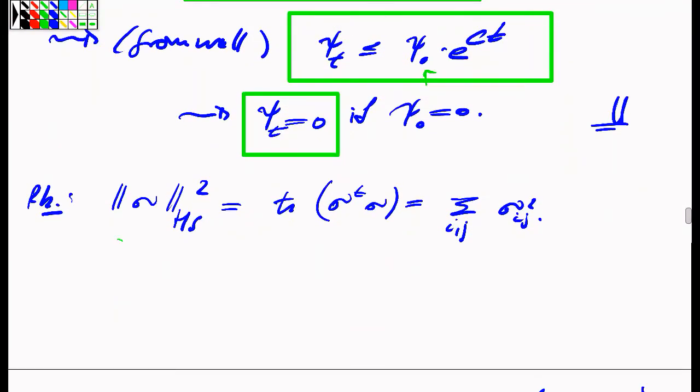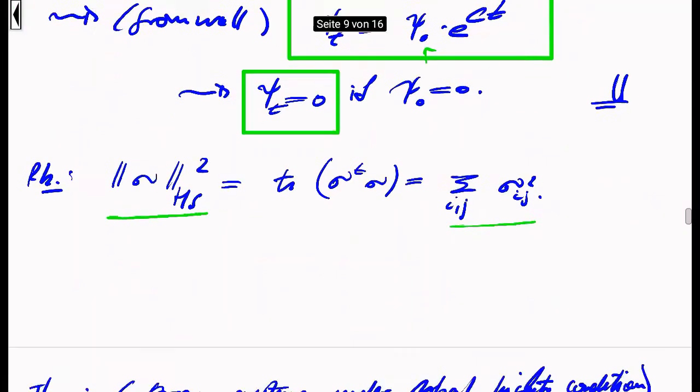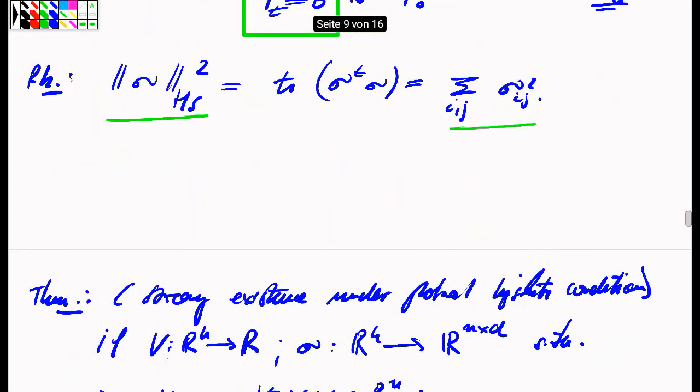A side remark: the Hilbert-Schmidt norm of a matrix, squared, is basically the analog of the Euclidean norm for a vector. You just square all entries and sum that up. That's the square of the Hilbert-Schmidt norm.